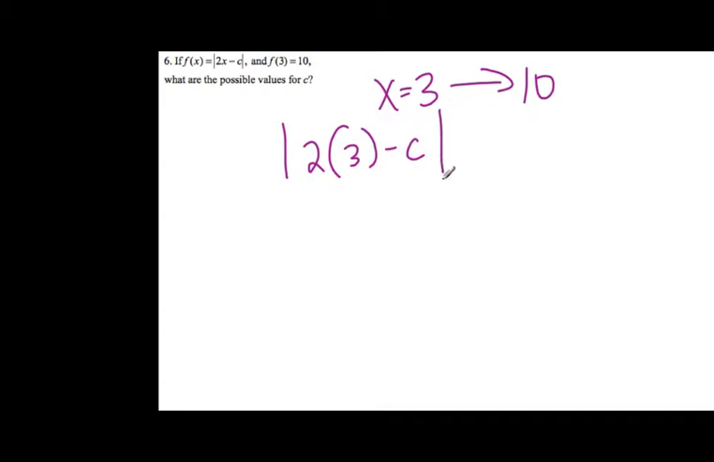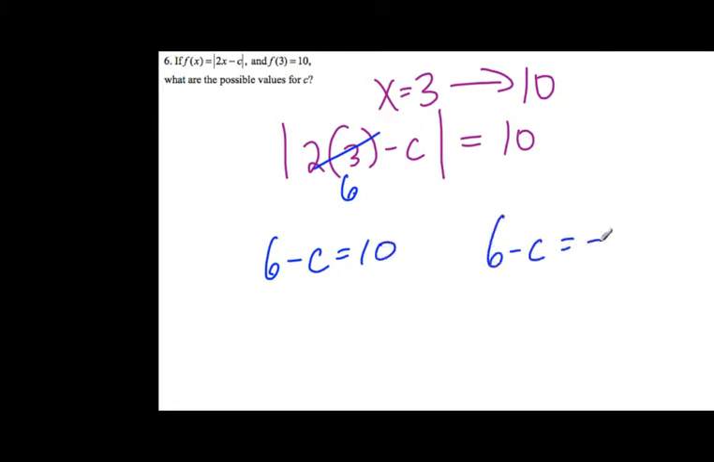So we're going to keep doing these. This means when I plug in x is 3, I'm going to get 10. I'm going to get f of x equals 10. So I'm going to plug that in. 2 times 3 minus c in absolute value, and I'm going to get 10. Now we have to know how to solve absolute value. We did that before. 2 times 3 is going to be 6. So you get 6 minus c equals 10, and 6 minus c equals negative 10, like we did in chapter 2. So you should remember how to do that.